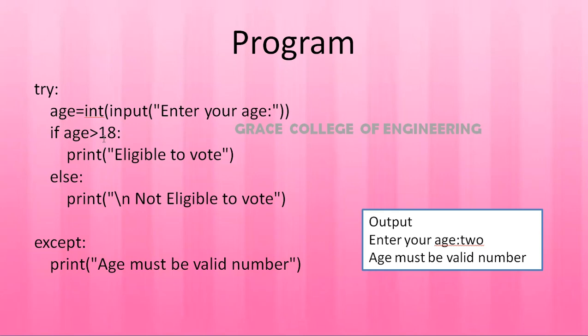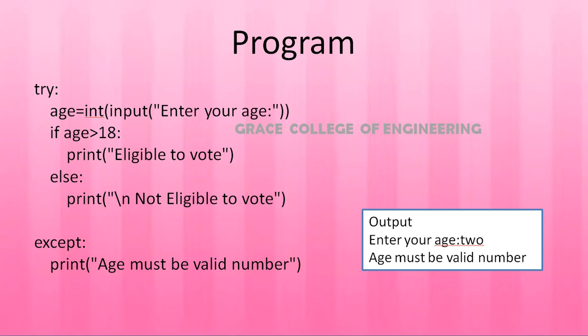If age is greater than 18, print eligible to vote. Else, print not eligible to vote. If this condition is not executed, it will directly move to this except. Print age must be valid number. Okay, see the output. Enter your age. Age wants to be 1, 2 like that in the number format. But here I type 2TWO. So an exception occurred. So age must be valid number. This one is executed. Right.